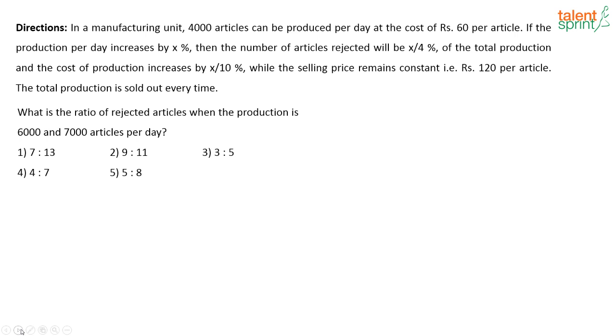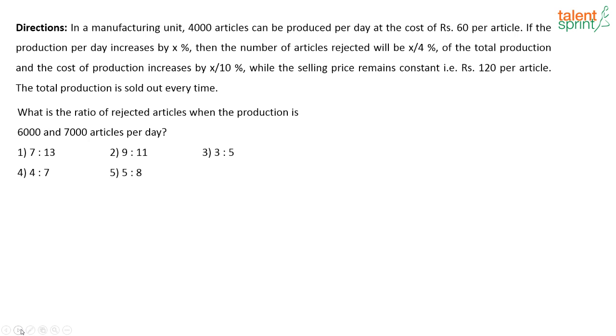So, read the question once again to understand what is given, and then we will start solving it. What are they saying? In a manufacturing unit, 4,000 articles are produced in a day and the cost of production per article is 60 rupees. Okay. Then they are saying that if the production per day increases by X percentage, then the number of articles rejected will be X by 4% of the total production, and the cost of production also increases by X by 10% while the selling price is remaining the same. Now, what is the ratio of rejected articles when the production is 6,000 and 7,000 respectively?